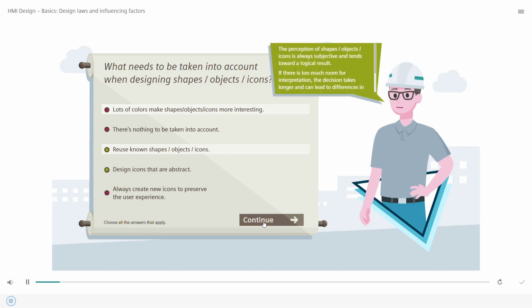The perception of shapes, objects, icons is always subjective and tends toward a logical result. If there is too much room for interpretation, the decision takes longer and can lead to differences in interpretation. Therefore, make sure design shapes, objects, icons are simple and abstract. Law of simplicity.